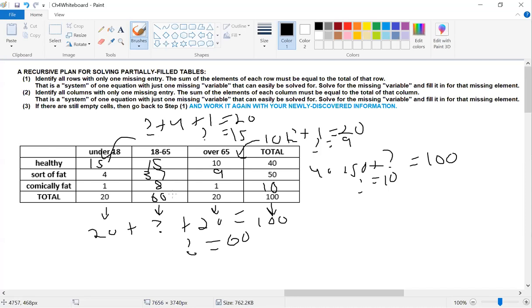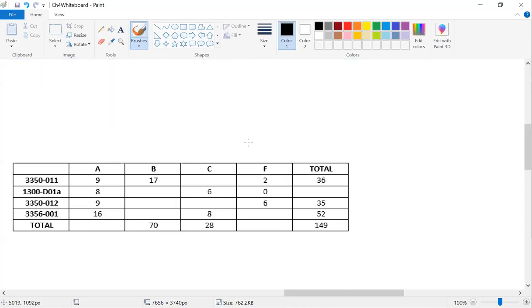Any questions about this, the general process? All right, let's go to a harder one. This is going to be the hardest type of one you will see. Actually, there's one a teensy bit harder, but I work it out.